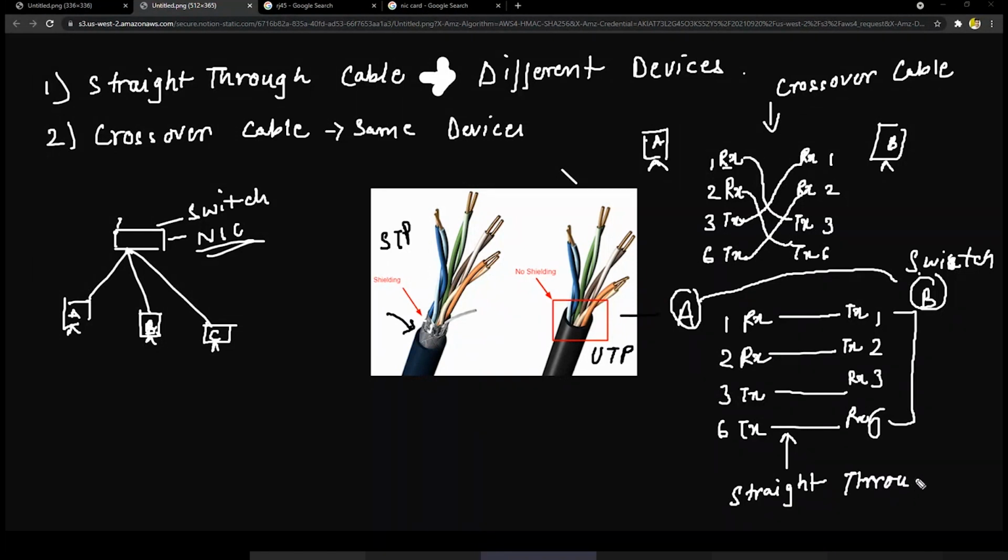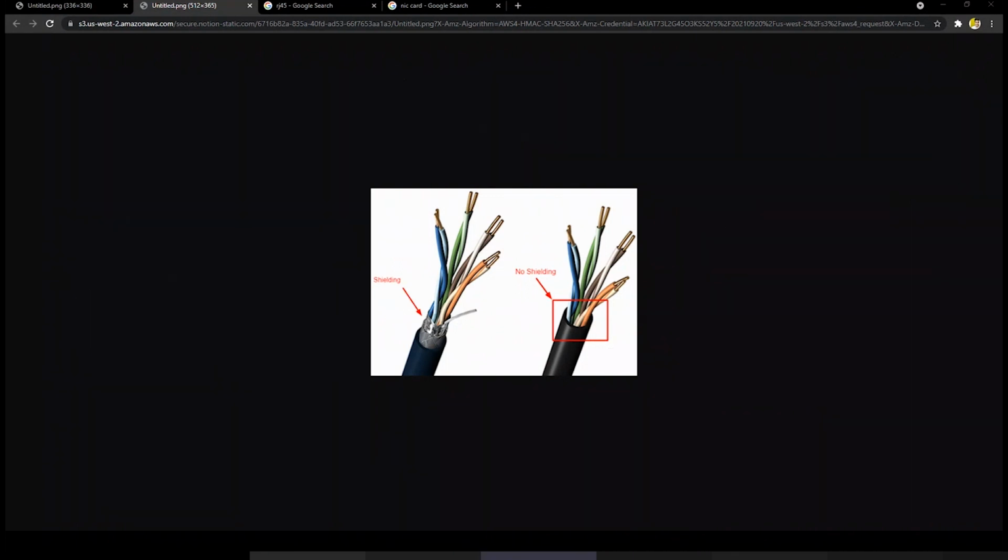So this is the reason we use different types of cables among different types of devices, so that communication can be made possible. But now the new devices in the market, the NIC cards, are available with a technology called auto MDIx. So what does auto MDIx stand for? Auto MDIx stands for Automatic Medium Dependent Interface Crossover.